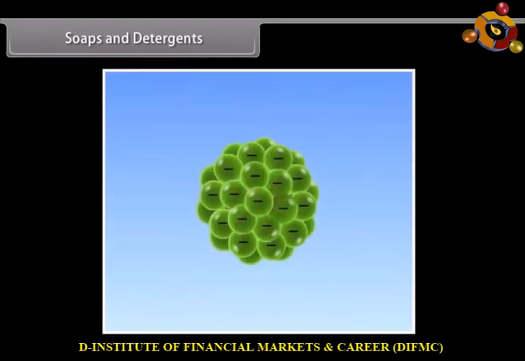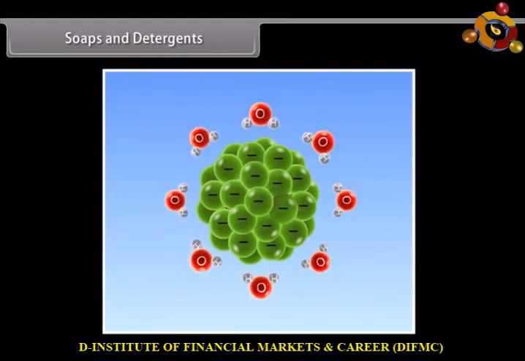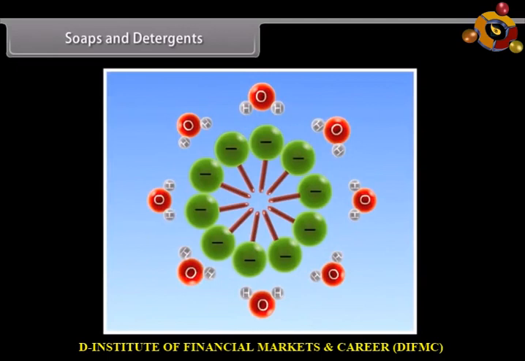When you add this molecule to water, the non-polar tails of the molecules clump into the center of a ball. This is because they are hydrophobic or water-hating. The polar head of the molecule interacts with the water molecules on the outside of the micelle.